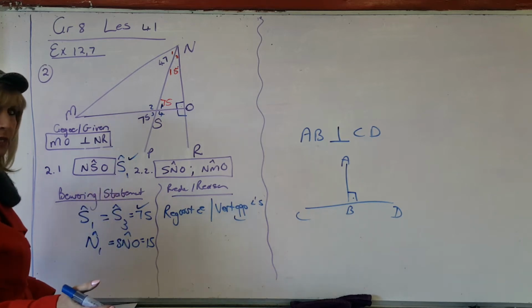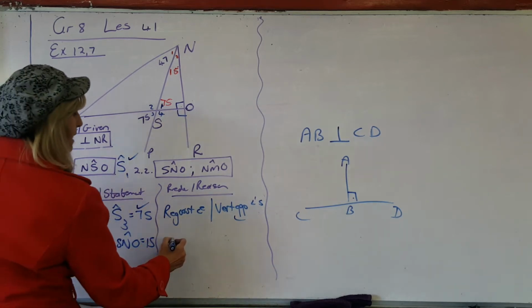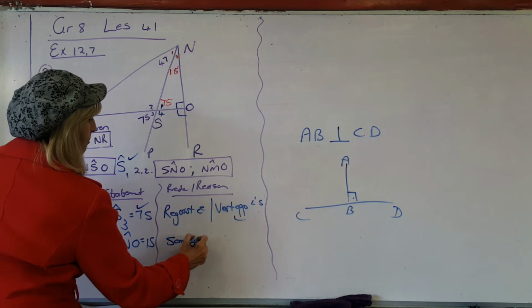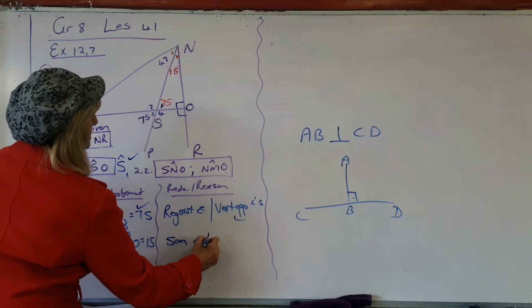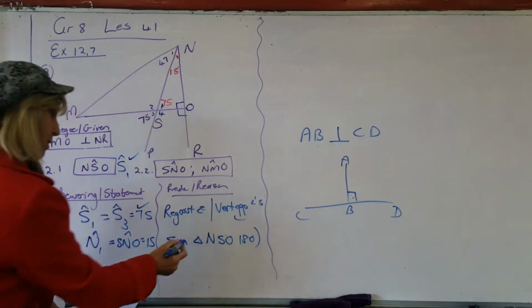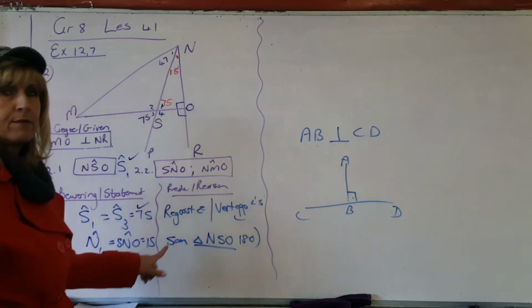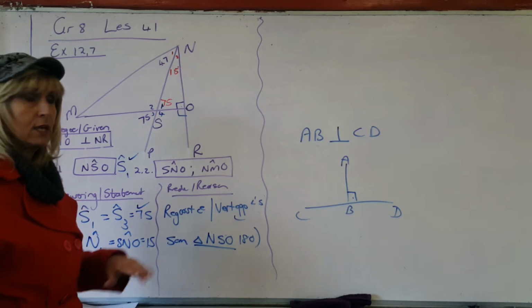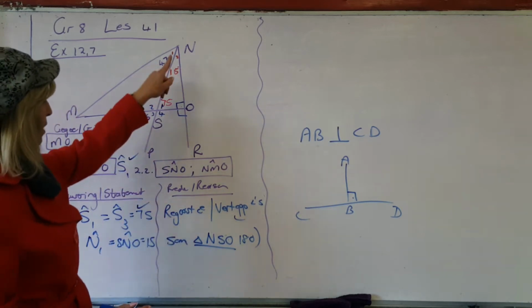Binnehoeke van 'n driehoek is 180. All the different ways of writing it. So dis die som van die binnehoeke van 'n driehoek en dis N S O is 180. Do I have to write that? Sum of the angles of a triangle is 180, or just sum of the angles of triangle NS?